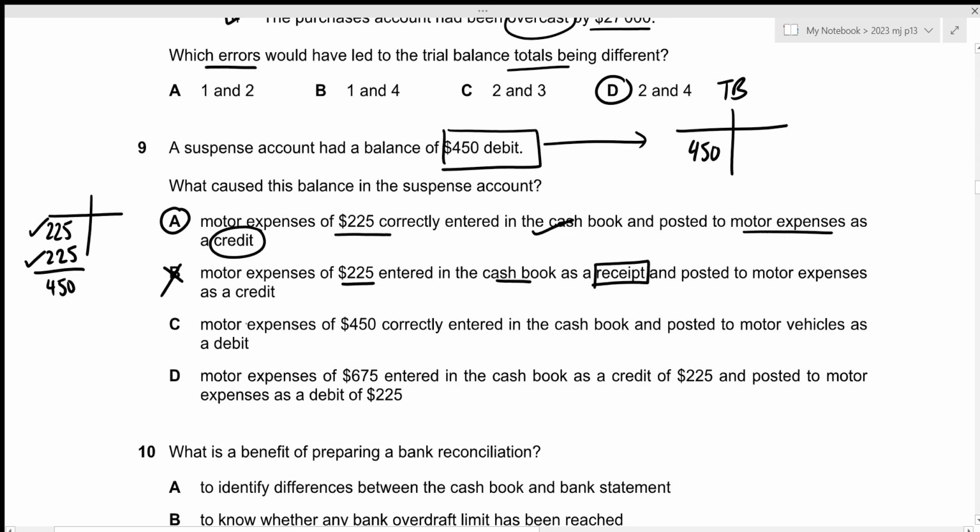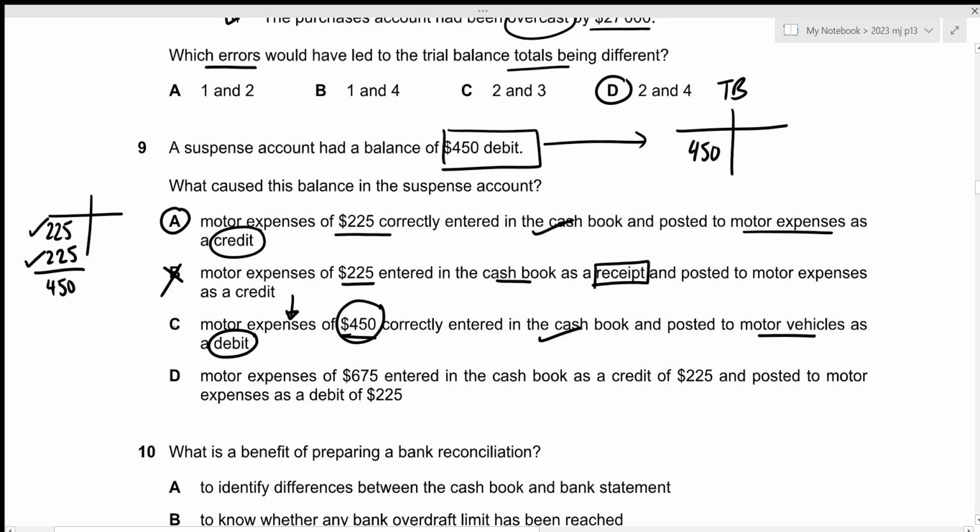The third one is motor expenses of 450 correctly entered in the cash book and posted to motor vehicles as a debit. So we posted it to the debit side, which means that we treated this 450 as an expense, which is an expense itself. So we treated it correctly, but just under a different heading. And this will again not be disclosed by the preparation of trial balance.